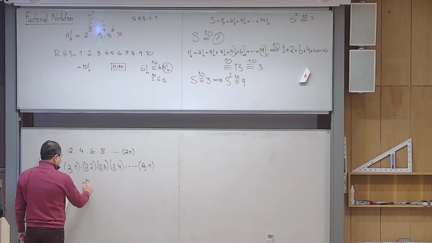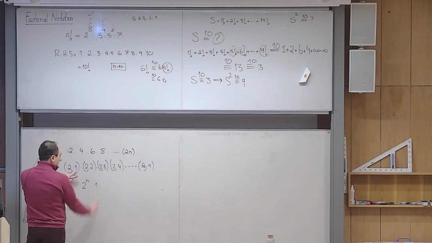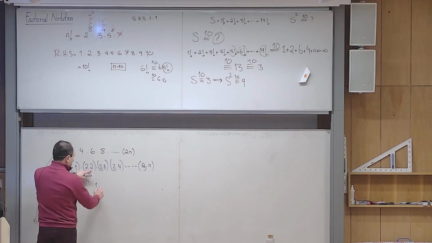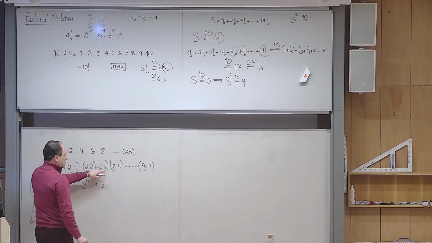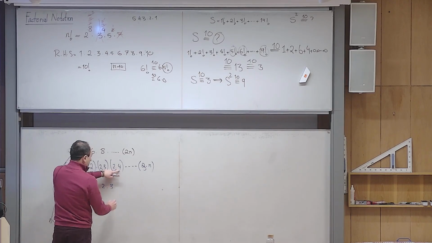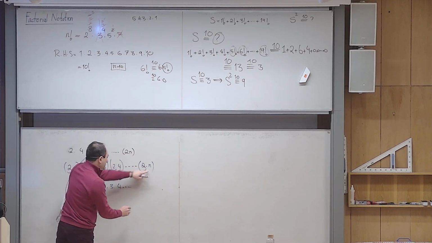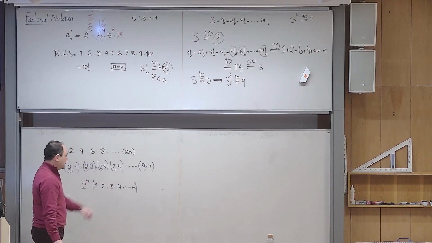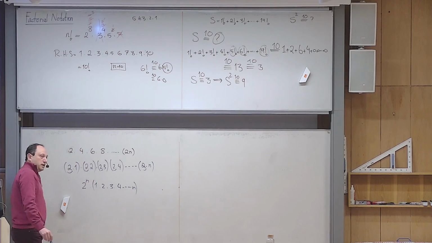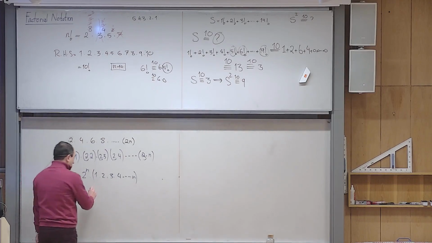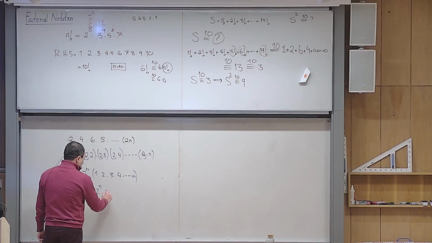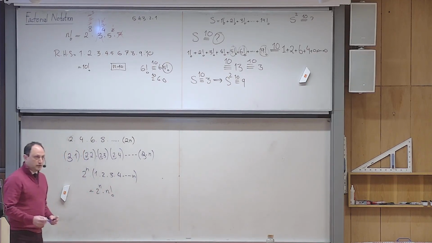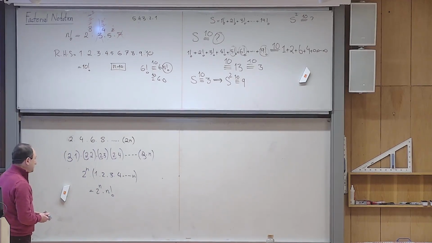Yes? But then what is left from here is 1. What is left from here is 2. I haven't considered yet 3. I haven't considered 4. And I haven't considered n. But that's also something I know, because that's a product of integers from 1 up to n. What I can write here is n factorial. So this product can also be written as factorial.